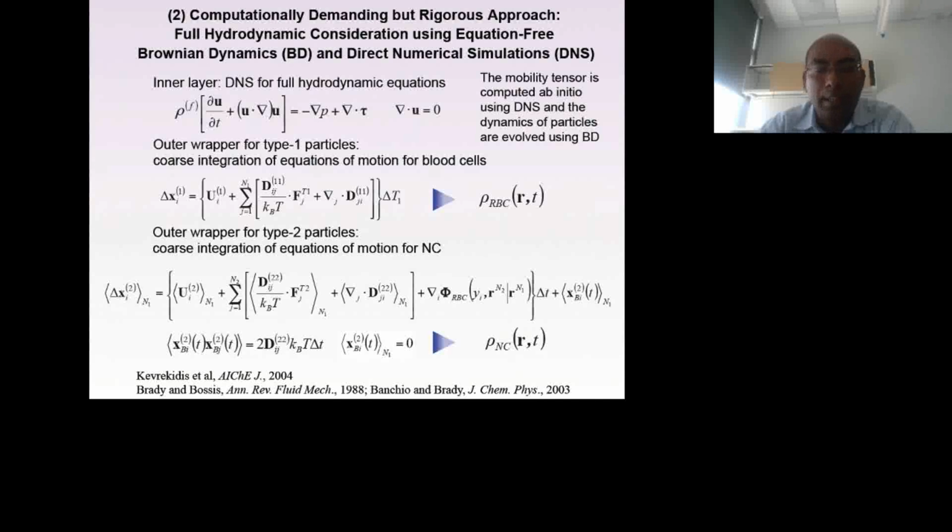But having said that, there is a role to actually knowing the hydrodynamic interactions in a much more precise fashion. And that brings me to the second aspect, which is how do you actually incorporate more rigorously the full hydrodynamic consideration. So I'm not going to spend too much time on this just because we are short of time.